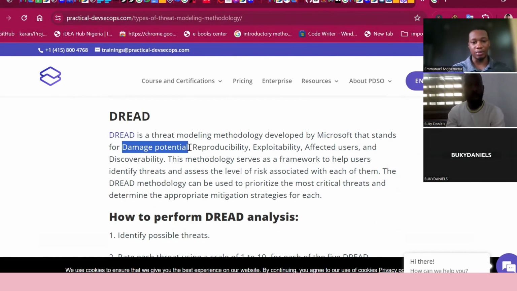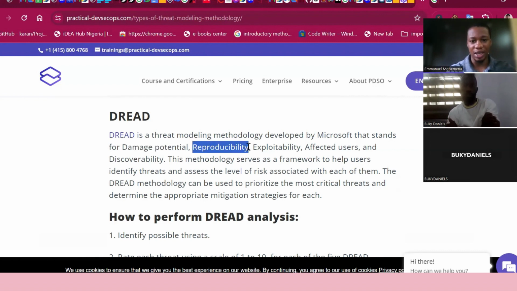Can exploiting this vulnerability cause a lot of damage to the organization, and how many computers will be affected? If it's something that would affect all the computers in the organization, definitely you need to prioritize it. But if it's something that will just affect one computer, then the damage potential is not really much. Then reproducibility: how easy is it to reproduce this type of vulnerability?